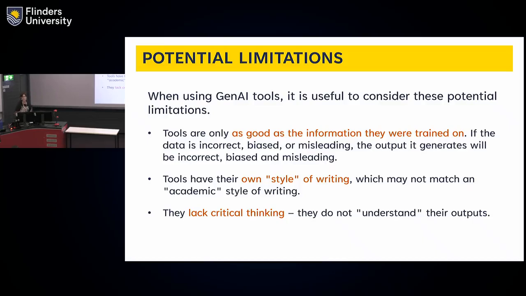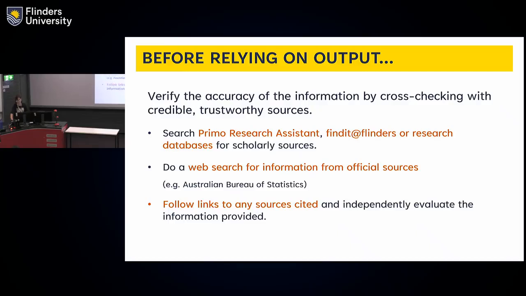Another limitation to consider is that these tools lack critical thinking. They are models, they're AI models, they're AI tools, they're not people. We sometimes talk about them like they are, like it's having a think or it's hallucinated something. But it is just software. We are the ones who need to be the critical thinkers, and we need to understand the outputs and evaluate them and check that they're right.